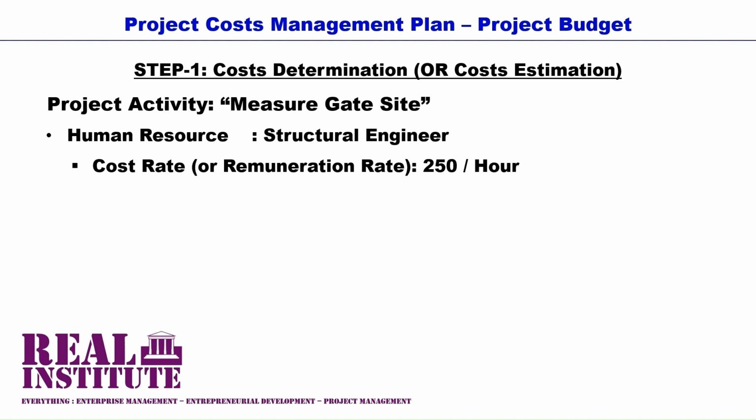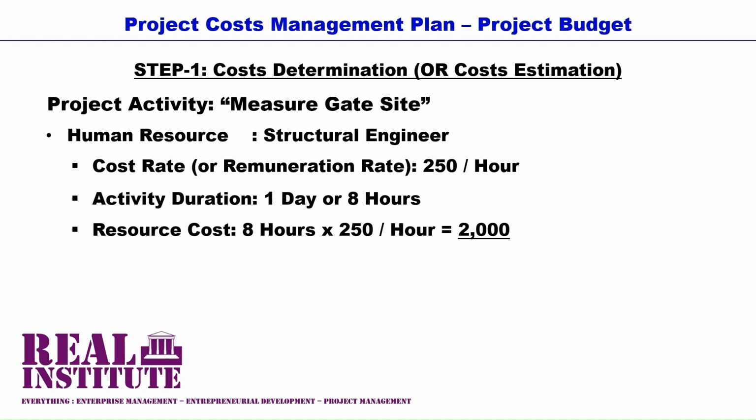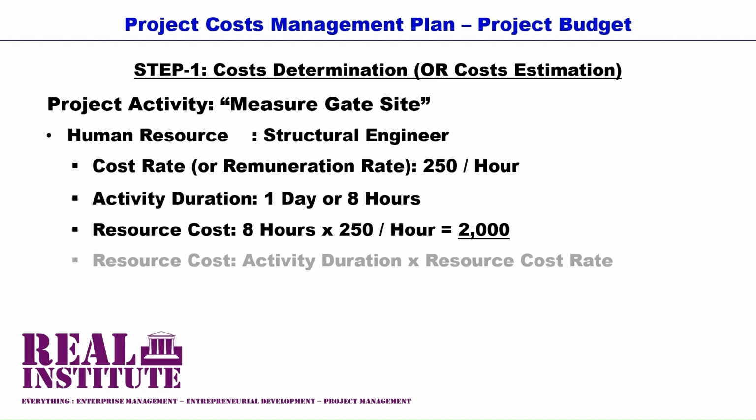Therefore, if the human resource, who is a structural engineer, commands a professional service fee of 250 per hour and is expected to spend 1 full day on this activity, 1 full day being 8 hours, this is taken from an 8-hour workday, then the cost of this resource for this activity is 8 hours multiplied by the professional services rate of 250 per hour, which yields an amount of 2,000 as a human resource cost for the activity measure gate site.